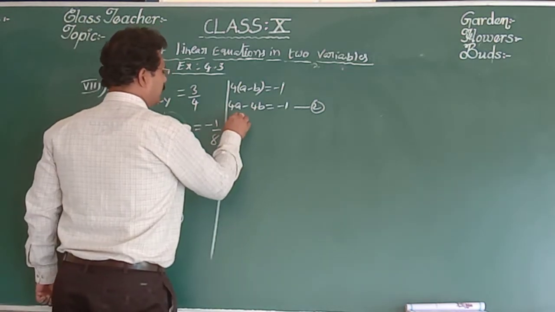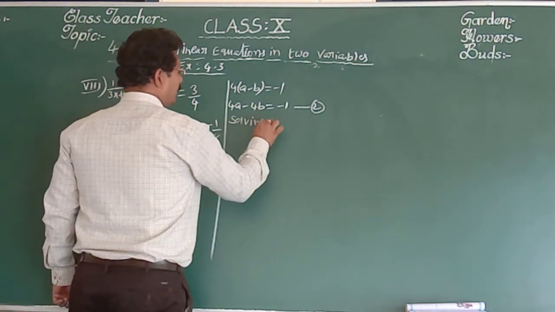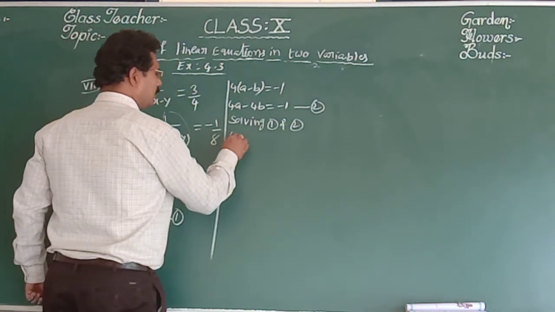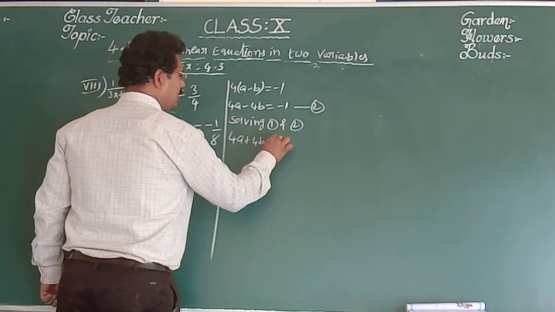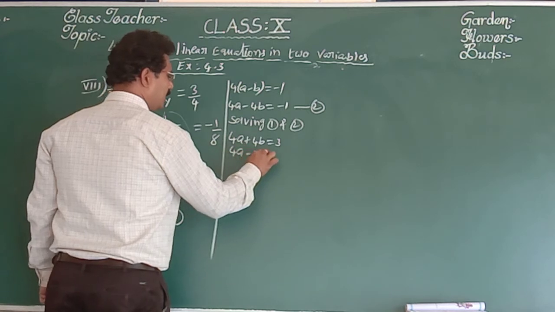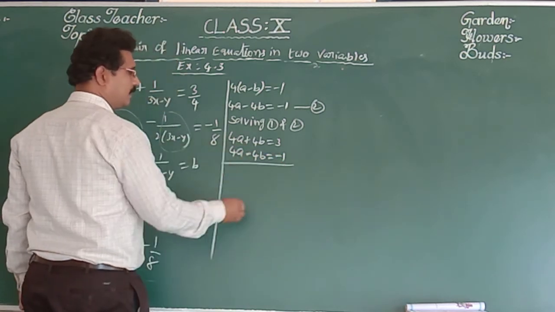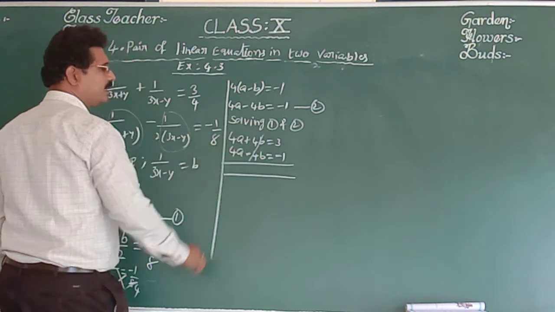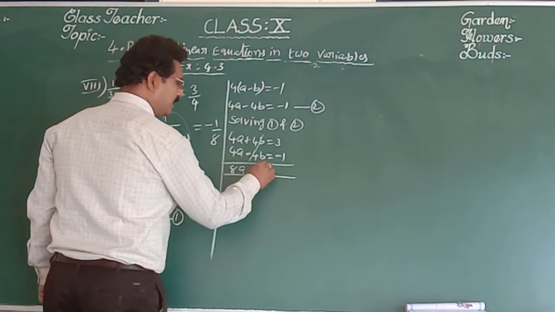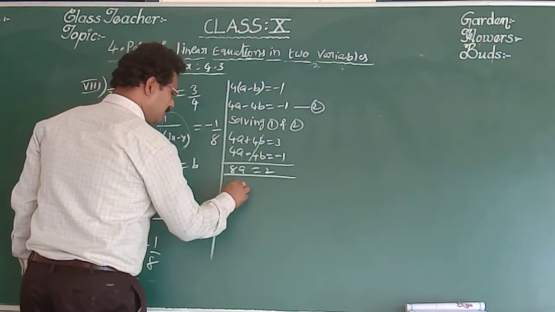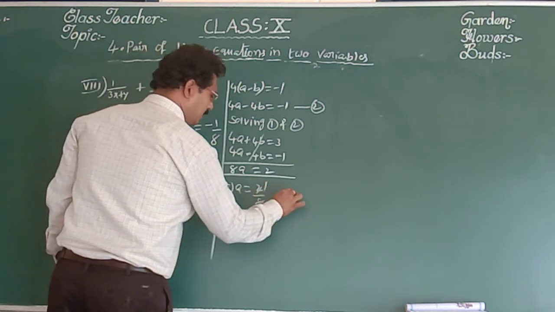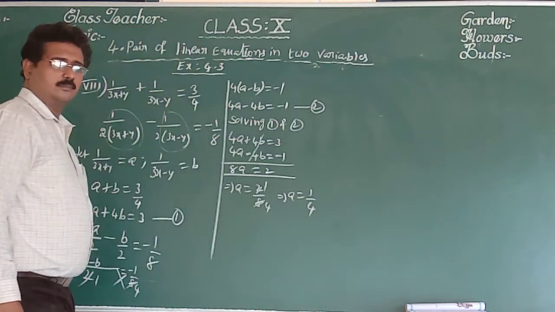Now solving 1 and 2. What is equation 1? 4a plus 4b is equal to 3. What is equation 2? 4a minus 4b is equal to minus 1. Now add. If you add, plus 4b and minus 4b get cancelled. 4a plus 4a, 8a is equal to 3 minus 1, 2. So that implies a is equal to 2 by 8, which gives a is equal to 1 by 4.